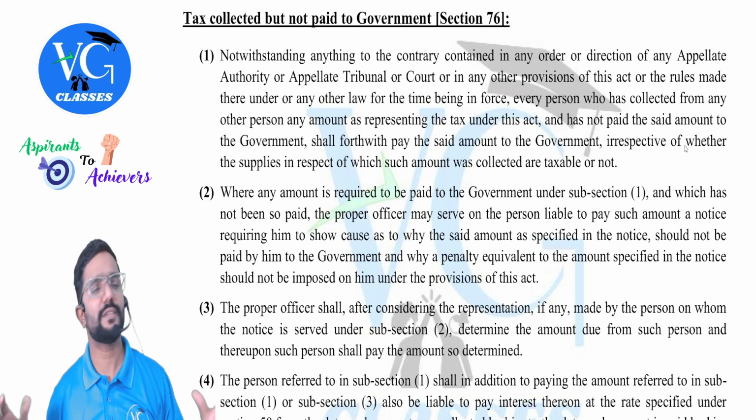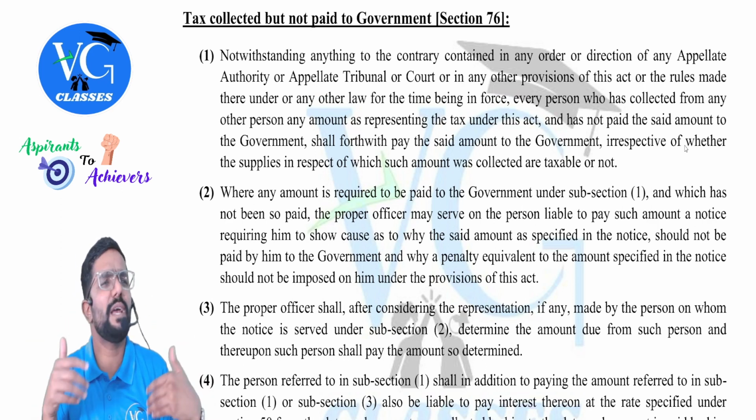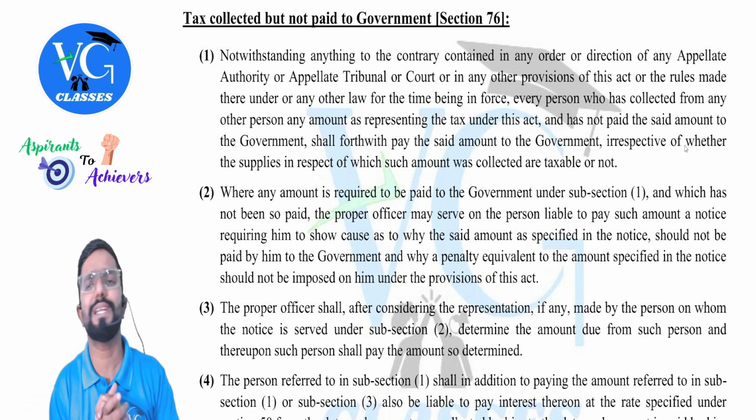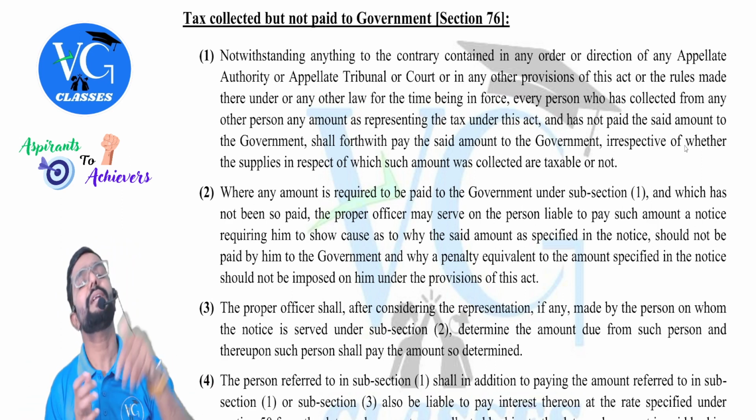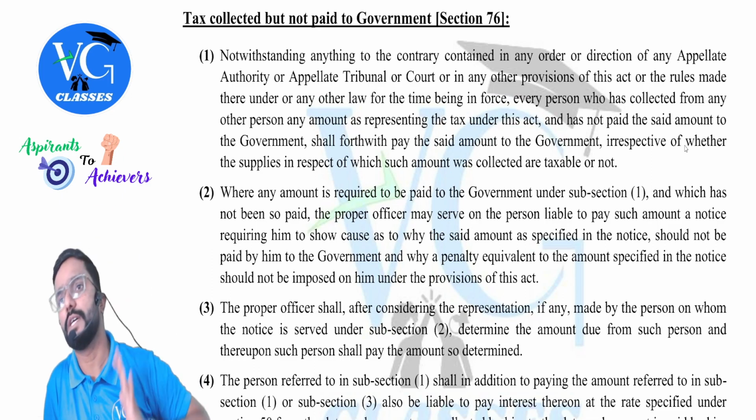Even if I have collected tax, first of all, I should not collect. When my outward supply is exempt, I need not pay tax. When I am not liable to pay tax, I am not supposed to collect it from my recipients. But I have collected. Should I keep it with me? No. I have to remit it to the government.